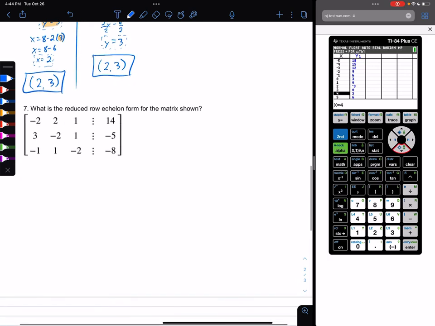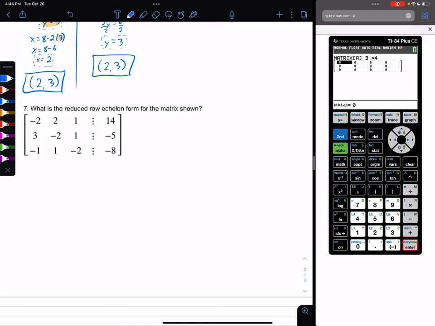Finally, number 7, what is the reduced row echelon form for the matrix shown? All right, now we're going to go back to our calculators. We're going to go second, x^-1, x to the negative first, which is the matrix. I'm going to scroll over to where we want to edit our matrix. So we have 3 rows, 4 columns. This is going to be a 3 by 4 matrix. So 3 rows, 4 columns. And now I'm just going to type everything in.